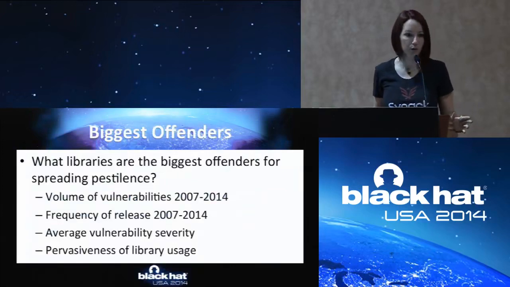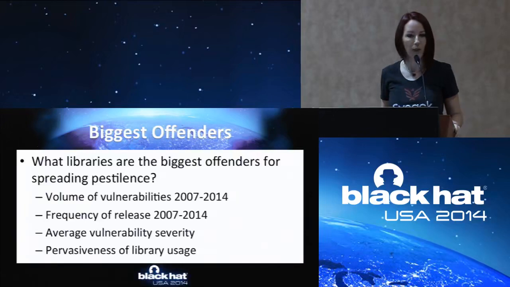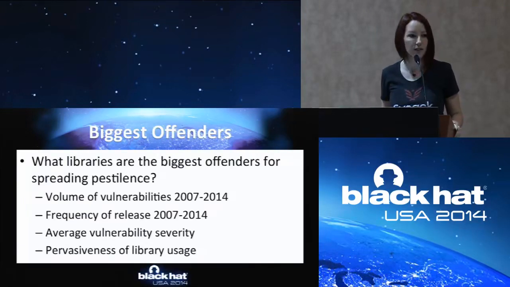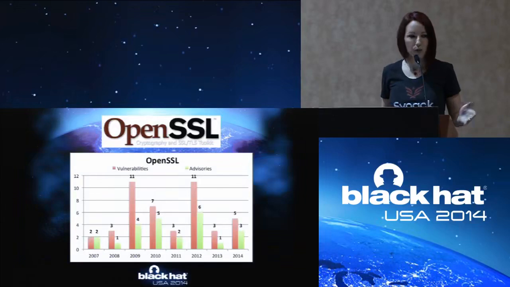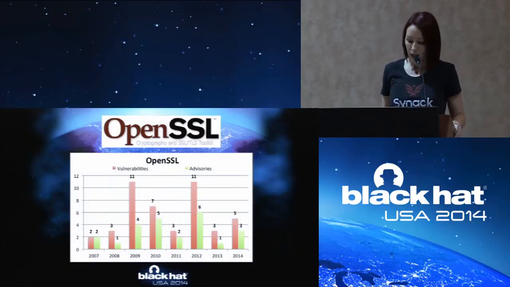We're going to start, of course, from a data-driven concept, which is what's the volume of frequencies over the last 7 years, the frequency of release, and we'll talk a little bit more about why that's important, the average vulnerability severity, as Jake mentioned, Heartbleed, which was incredibly impactful, was really only rated as a CVSS 5.0, and the pervasiveness of the library usage. So we'll start with OpenSSL because we're all pretty familiar with it. We've talked a little bit about it.